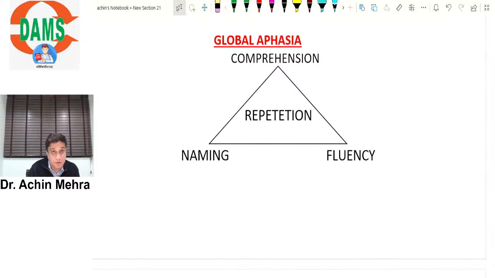Then finally we have the global aphasia. As the name suggests, everything is gone. Naming, repetition, fluency is gone, hence known as the word global. Simple.